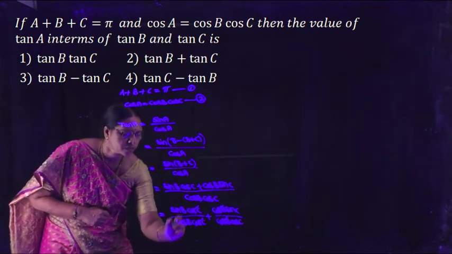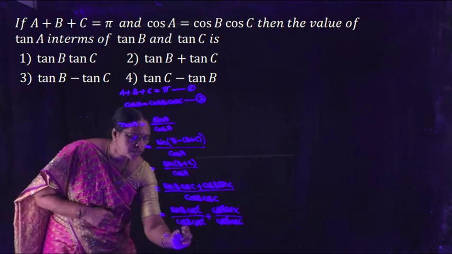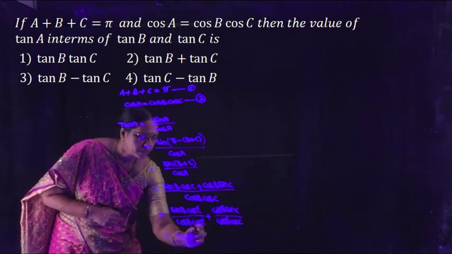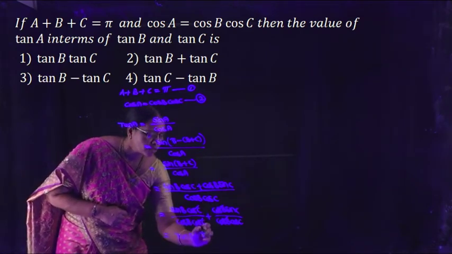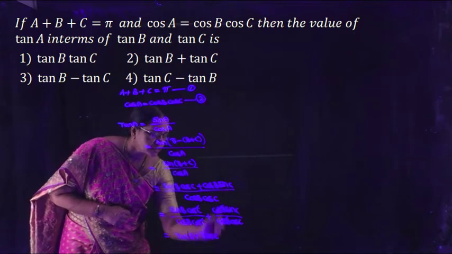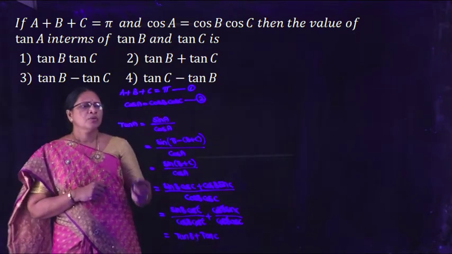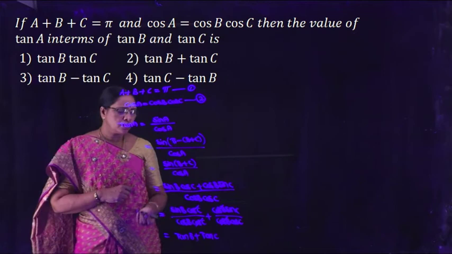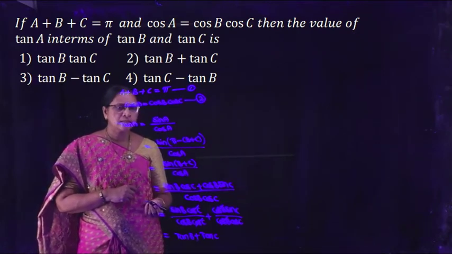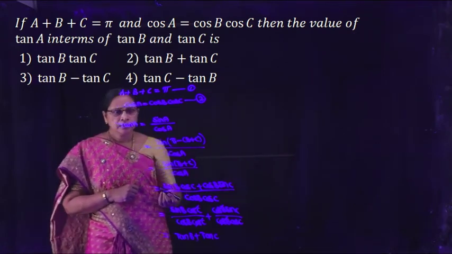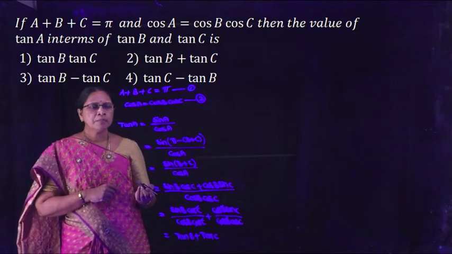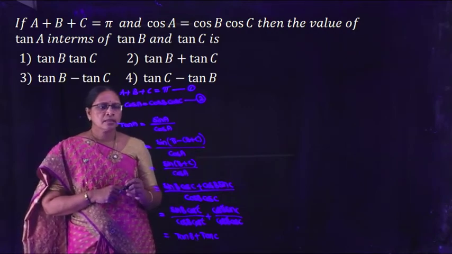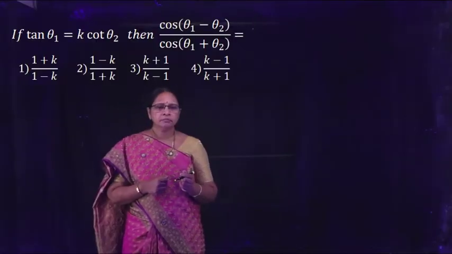That is equal to sin B by cos B, which is tan B, plus sin C by cos C, which is tan C. Now we have tan A is equal to tan B plus tan C. Here the second option, tan B plus tan C, is the correct answer. Let us see the next problem.